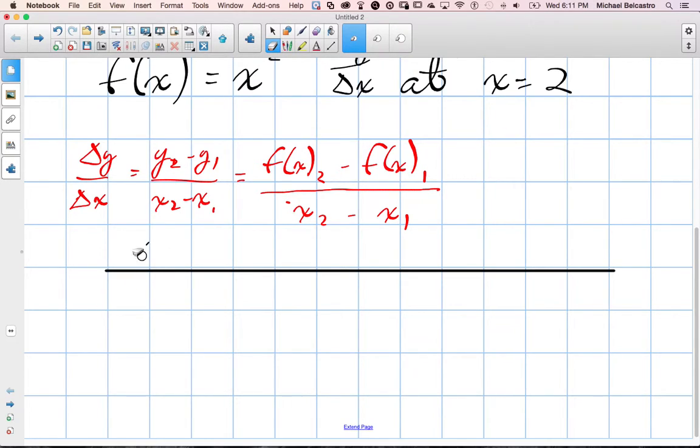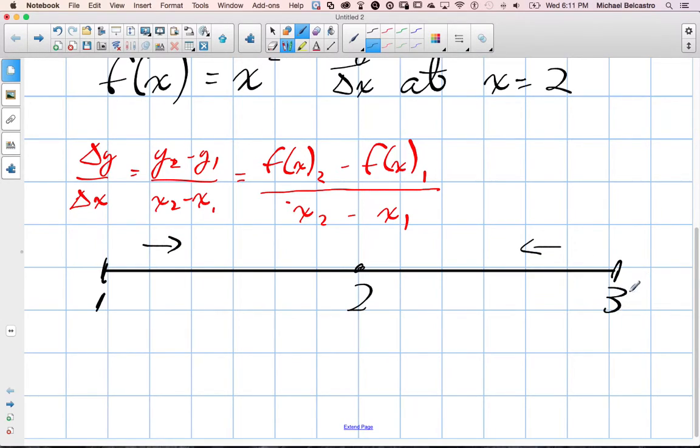Actually, let's make this a number line to help us visualize this idea. So imagine I'm at the number 2, and I'm approaching 2. If I approach it from the left, there's the number 1, and I can approach it from the right, which is over here, and the next whole number is 3. Now I could use those values, but they're actually pretty far away from 2 in terms of the slope. So if you're trying to find instantaneous rate of change, you're looking for values that are extremely close to 2.